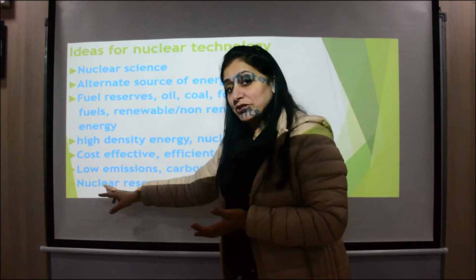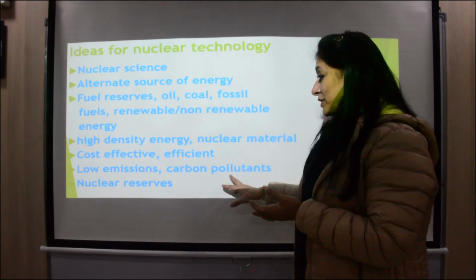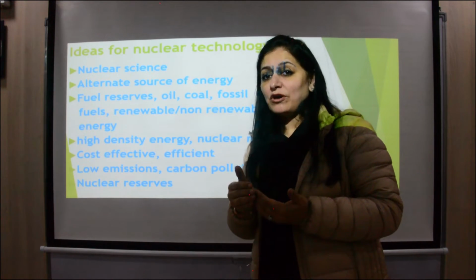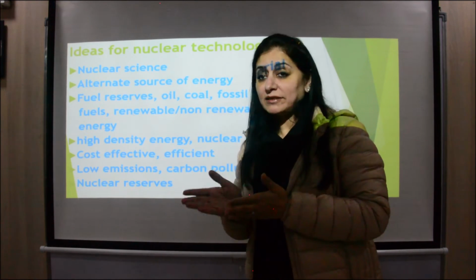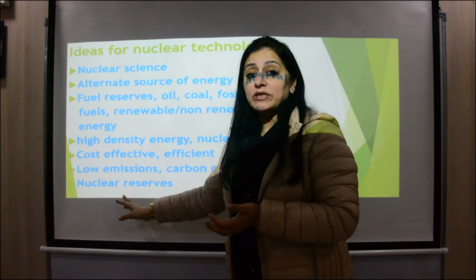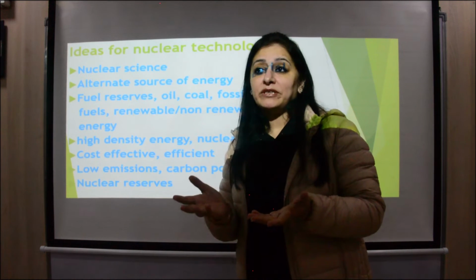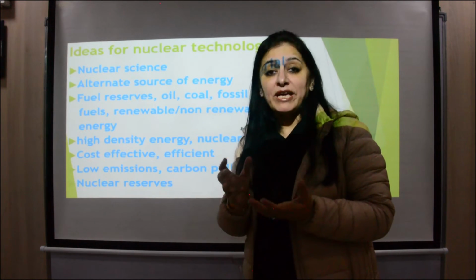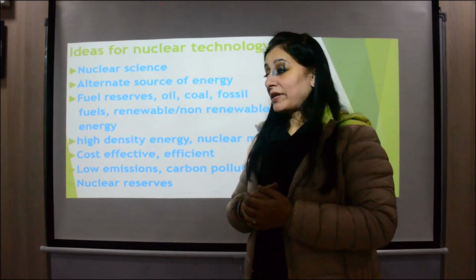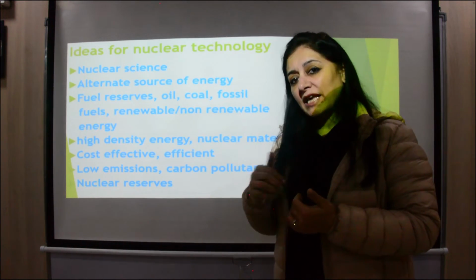It has low emissions. Carbon pollutants, harmful gases, these are all the terms we can think of when we are comparing them to the other sources which have a lot of emissions. We can talk about nuclear reserves. We can talk about nuclear reserves in terms of that we have nuclear reserves that will last us for some time. Now we can talk about the other side.